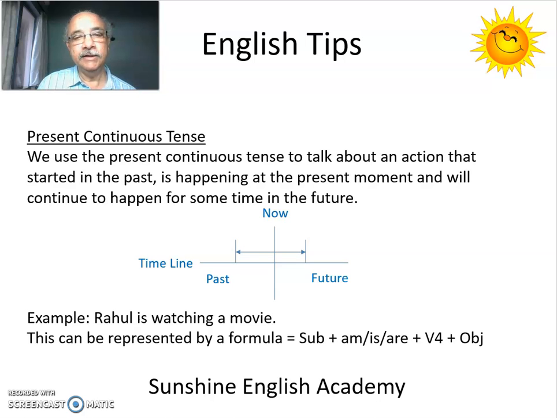I'll repeat once again. In the present continuous tense, it is important that the action should be going on at the time of speaking or at the present moment. However, the present continuous tense has two other uses also. And in these two uses, the action is actually not going on at the time of speaking or at the present moment. So let's have a look at the other uses.